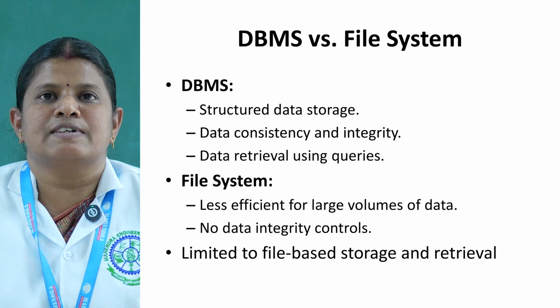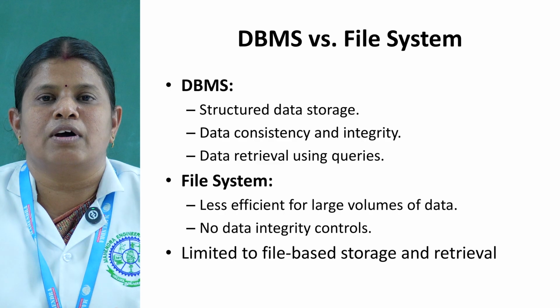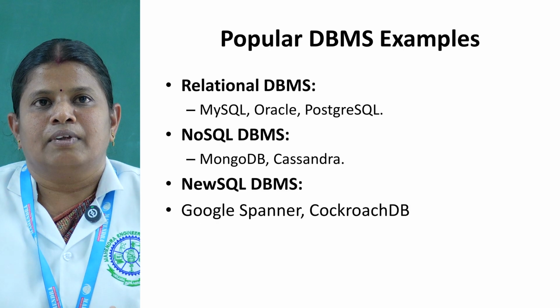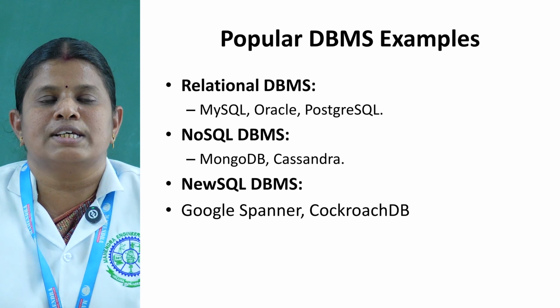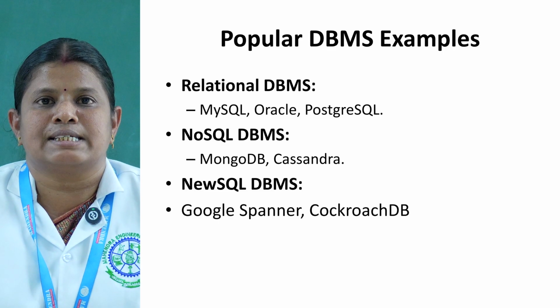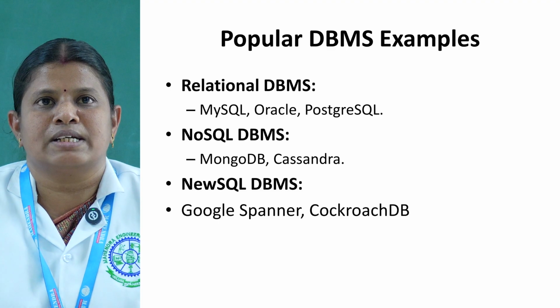Next is DBMS versus file system. DBMS offers structured data storage, data consistency and integrity, and data retrieval using queries. File system is less efficient for large volumes of data, has no data integrity concern, and is limited and file-based in retrieval. Popular DBMS examples are Relational DBMS: MySQL, Oracle and PostgreSQL; NoSQL DBMS: MongoDB, Cassandra; NewSQL DBMS: Google Spanner. Many DBMS tools are present.